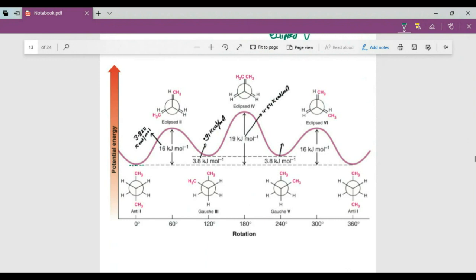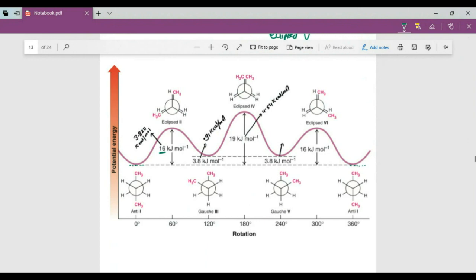Okay, this anti is another one here. So when you move anti to partially eclipsed, you need to give 16 kilojoules per mole to the molecule. I have tried to maintain kilocalories also parallelly, just for your idea, for your vision of what the values are. So 16 kilojoules per mole I need to give the molecule so that it can overcome the repulsion and somehow rotate to this partially eclipsed.